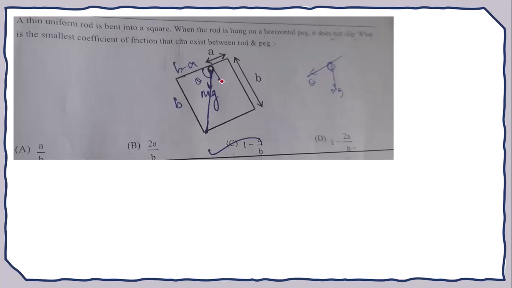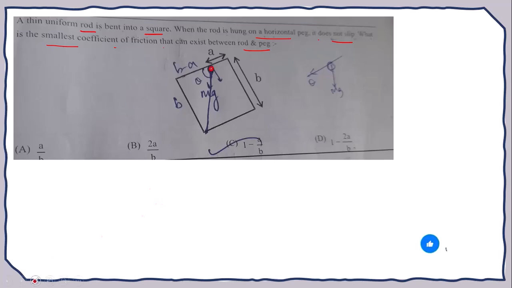Now moving on to the next situation. Here a uniform rod is bent into the shape of a square. When the rod is hung on a horizontal peg, it does not slip. What is the smallest coefficient of friction that can exist between the rod and the peg? Now in this situation, what happens? There is a square-shaped rod and you are putting it over this peg.